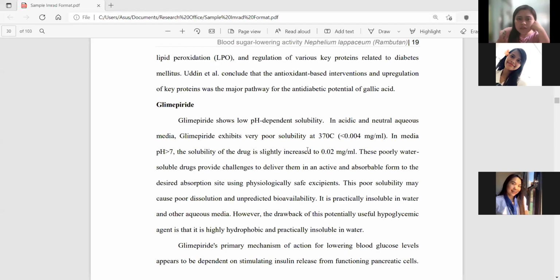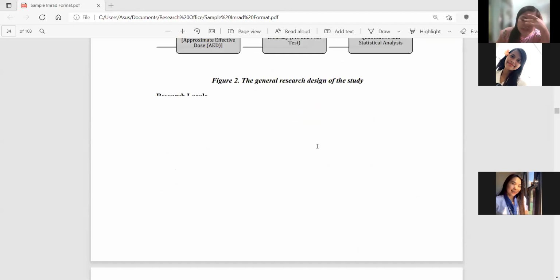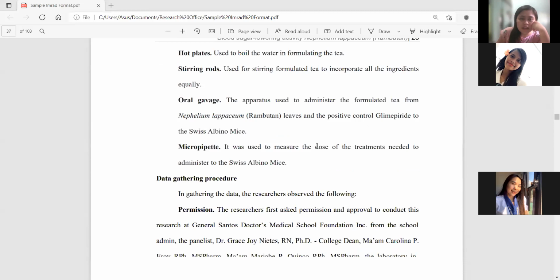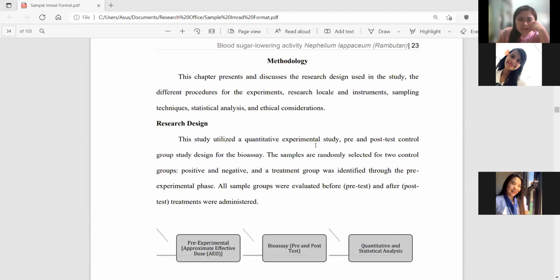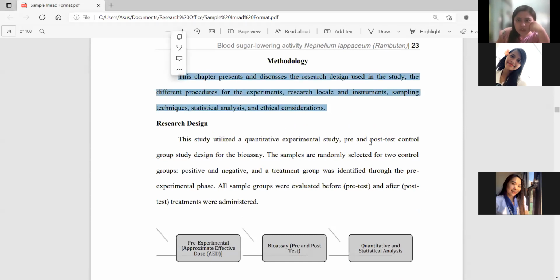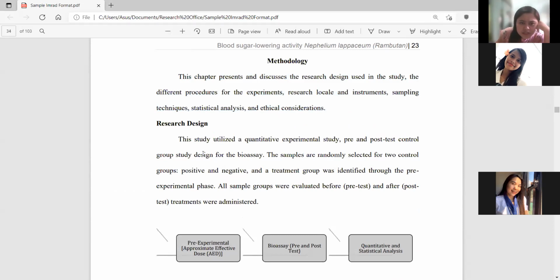Kung sa part po sa pharma, ano itong study sa pharma? Let's see. After their RRL, sobra na hinuon. Sige, sulat nila din. Okay. So again, methodology, and then they have this introductory paragraph kung sa isulod ani nga section, and then let's look at their research design.